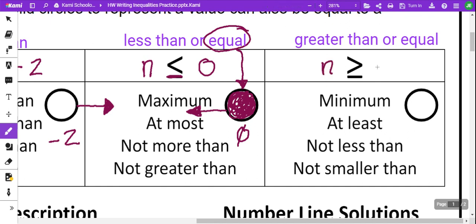N is greater than or equal to -2. So greater than or equal to, because of this equal to part, we're going to shade in the circle when we put it on the number line. Greater than is going to go to the right.